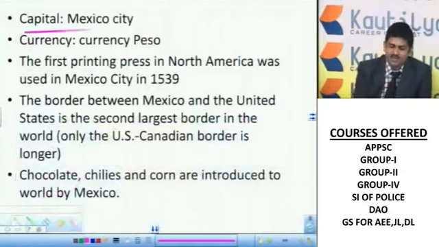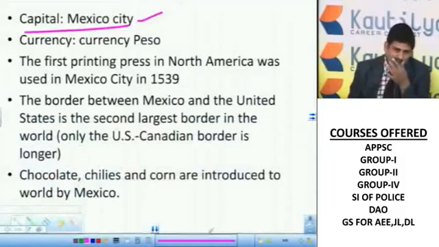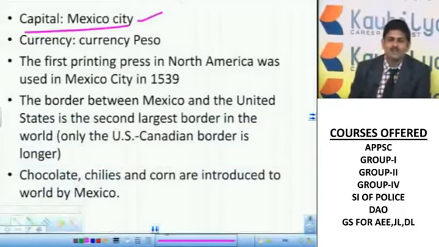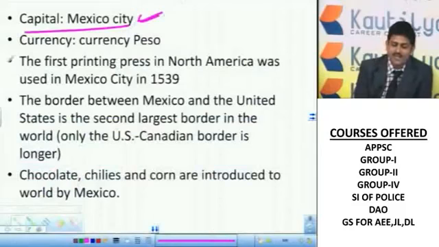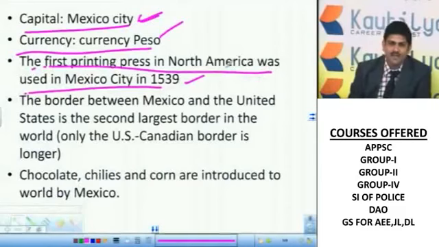Mexico's capital is Mexico City. I told you initially that there are certain countries where the capital and the country's name are the same. I told you Singapore's capital is Singapore City. In the same way, Mexico's capital is Mexico City. Its currency is the peso. The first printing press in North America was used in Mexico City. It's a very important point.